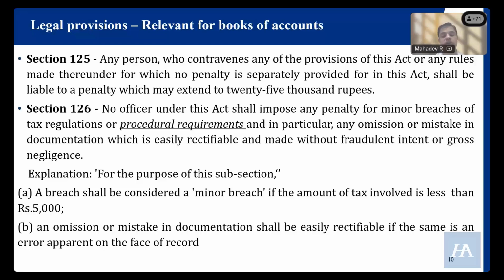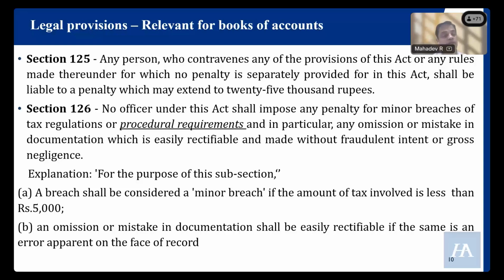Any omission or documentation which is easily rectifiable, if the same is apparent on the face of the record. The example is, we understood in the previous slide that in case of advances, you have to issue a receipt voucher. When you are refunding this advance amount for some reason, you have to issue a refund voucher. The contents of the refund voucher or receipt voucher have been provided in GST law itself. So we should be having these records as per GST law. When you are not doing this, the penalty can be up to 50,000.